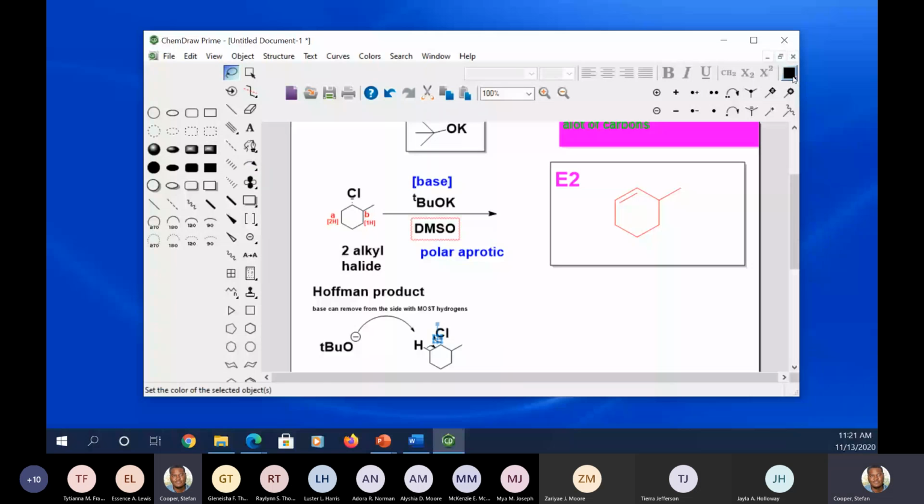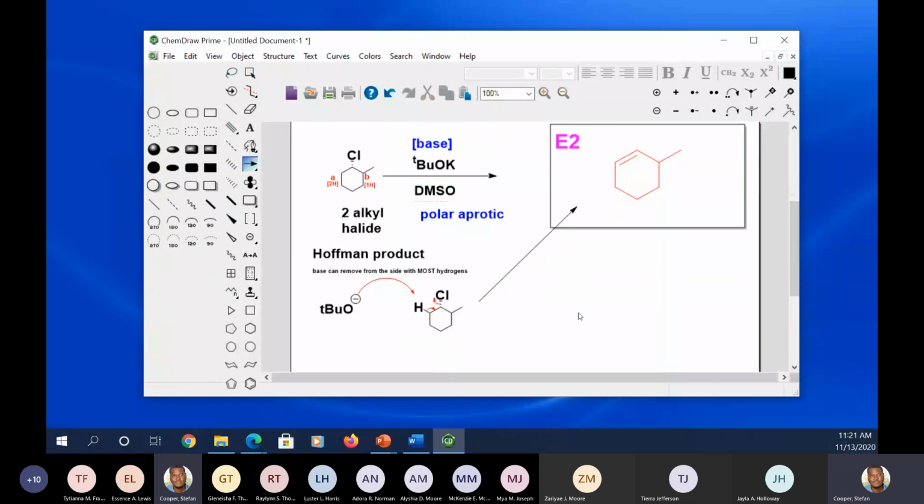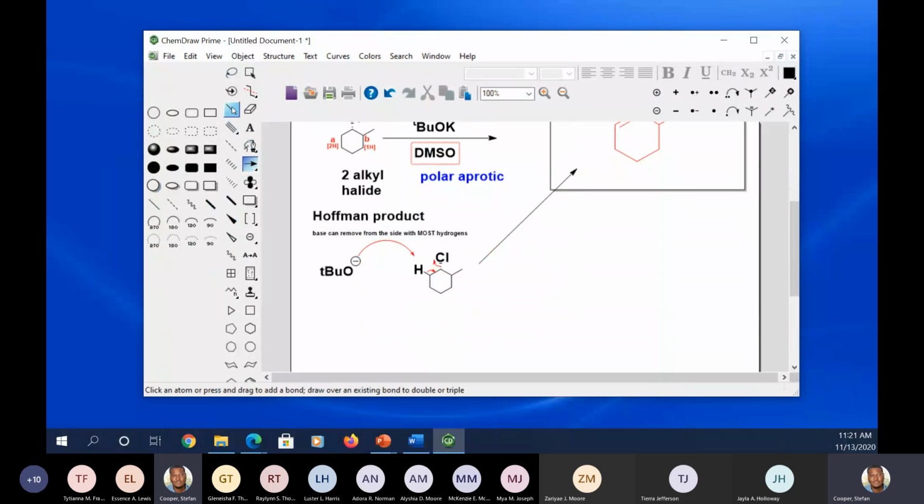So in doing so, I'm going to end up generating the compound in the box. All right. I'll get that compound there from there. All right. So are there any questions now with the fact that a bulky base is going to change which side you pull from?